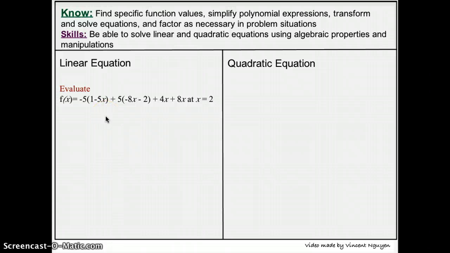Sometimes when you have a function, they ask you to evaluate. Now remember, when they ask you to solve, you set y equal to 0. But when they ask you to evaluate, it means that they want you to find y.